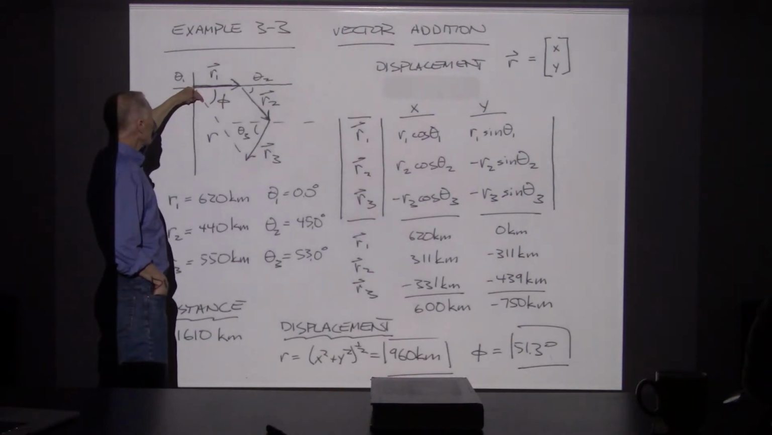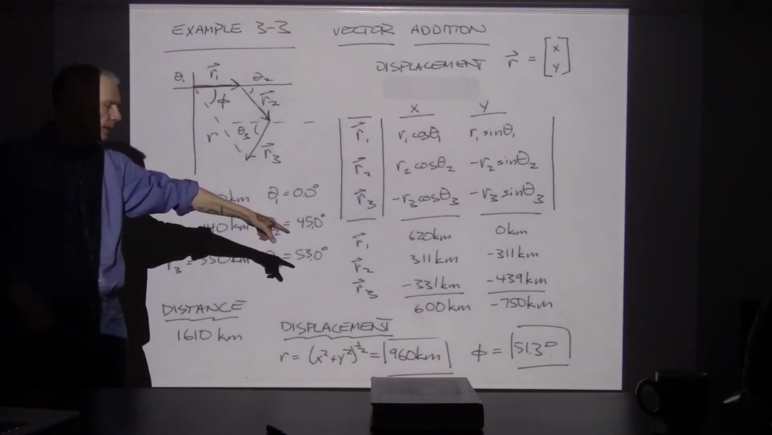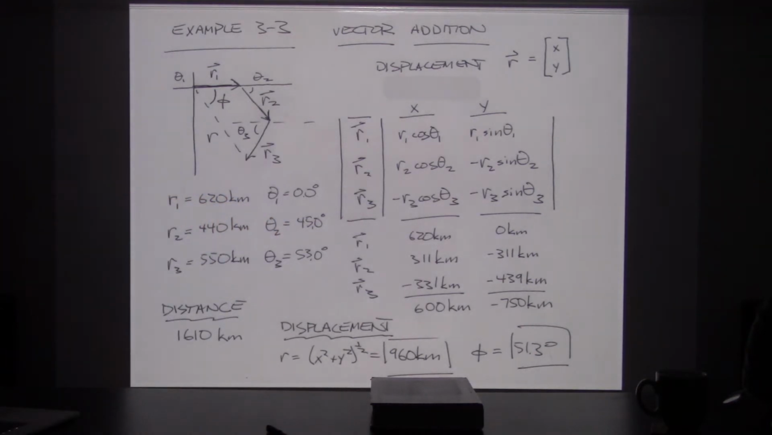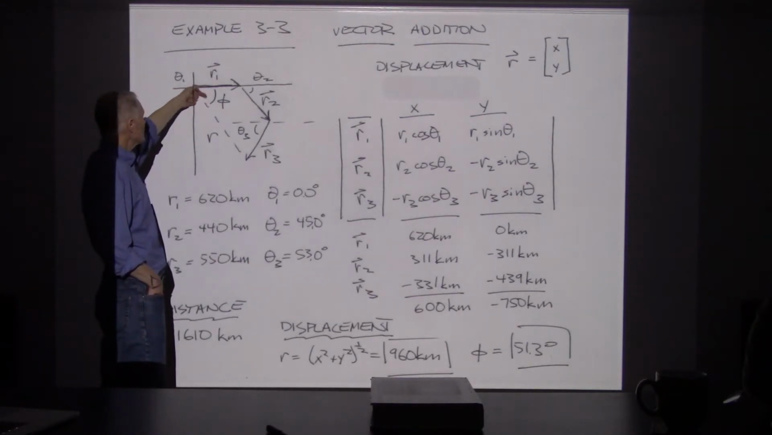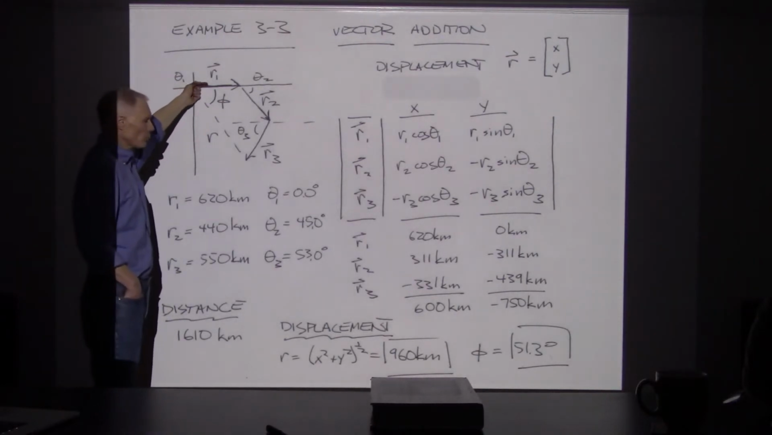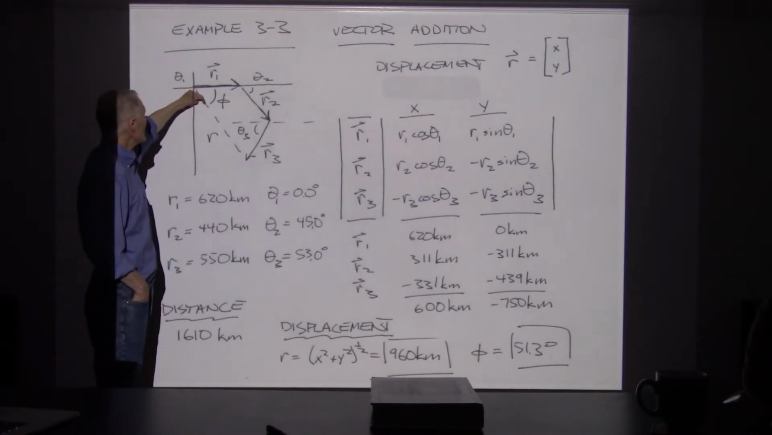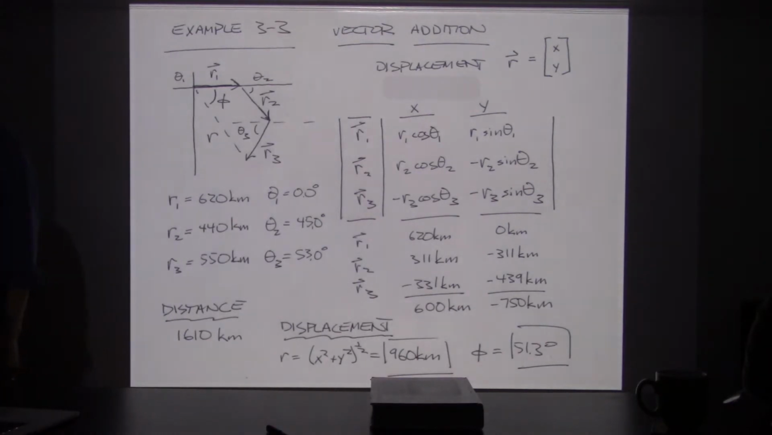So I wanted to find out, in angular terms, in terms of a direction, where are we located? And we are located at an angle of 51.3 degrees relative to the x direction, towards this direction. So if we're using north, south, east, west, this would be 51.3 degrees south of east is where we've ended up. Okay, so that's pretty thorough.